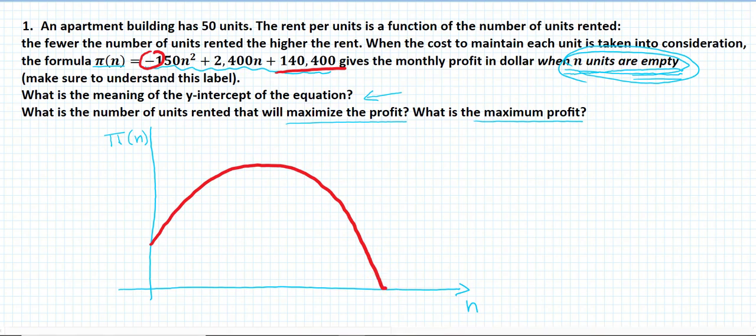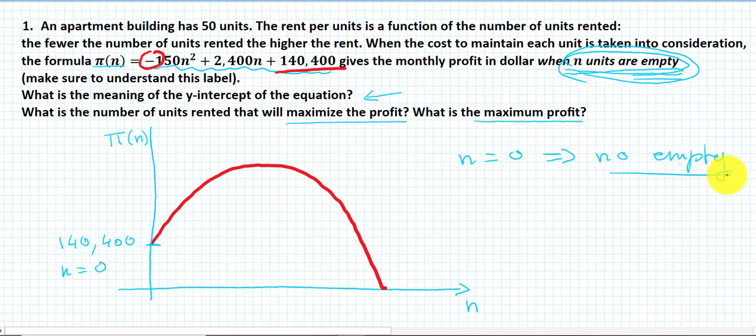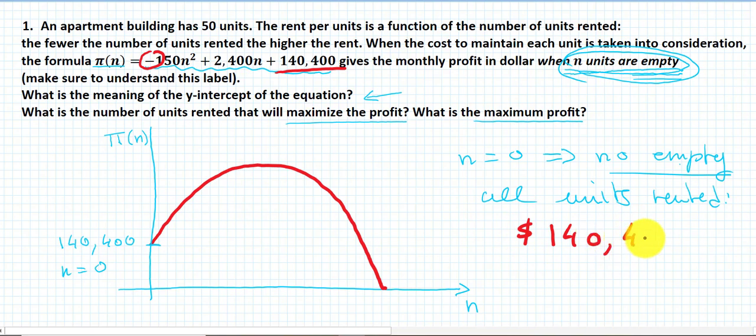Now, the meaning of the y-intercept right here, this is 140,400. Well, this is when n is equal to 0, right? N equals 0 means no units are empty, no empty units, right? So if you rent all units, when all units are rented, then you get a profit of $140,400. That's the meaning of the y-intercept. Now let's find the number of units that will maximize the profit, and let's find the maximum profit.